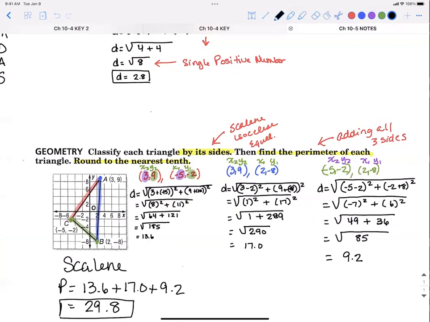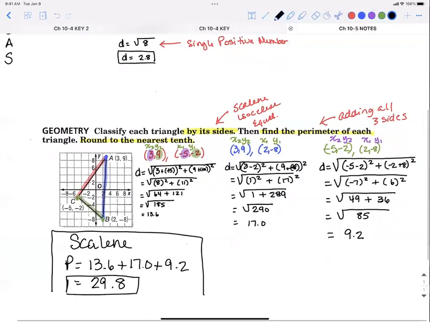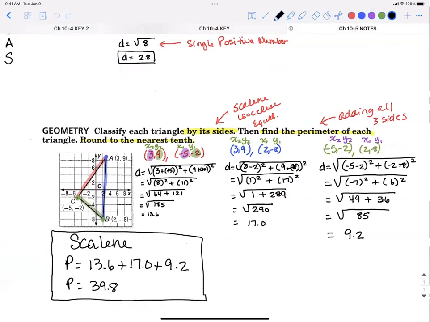A lot of work. You can see the work that goes into this little answer right here. Is that right? 39.8. I was taking your word for it. We're good. 39.8. Everybody agree with that? All right. There's our perimeter. So a lot of work goes into getting the answer of scalene and the perimeter.